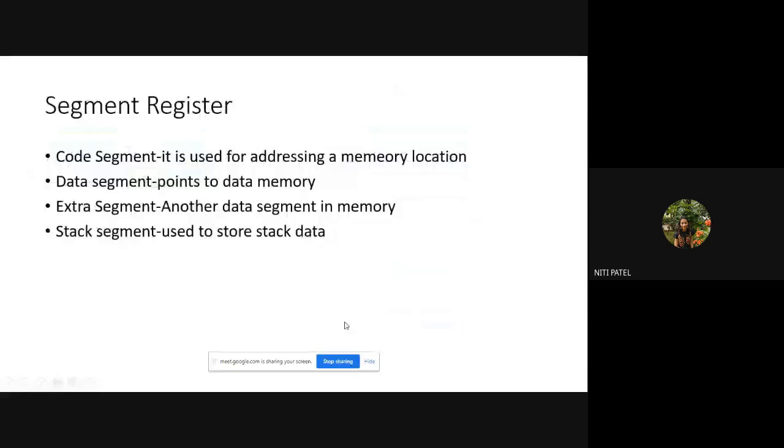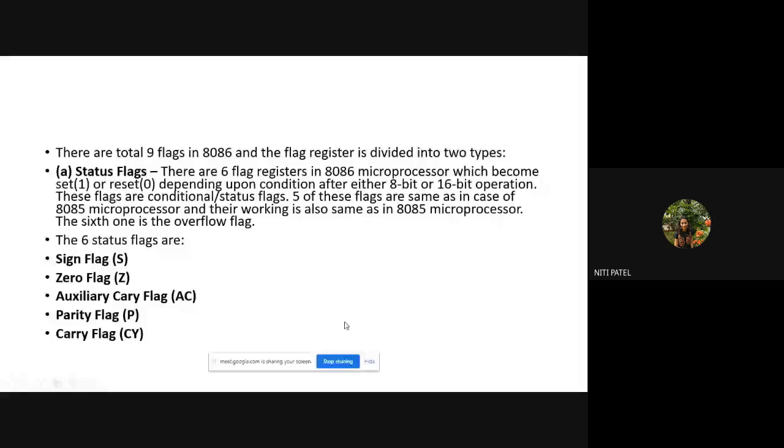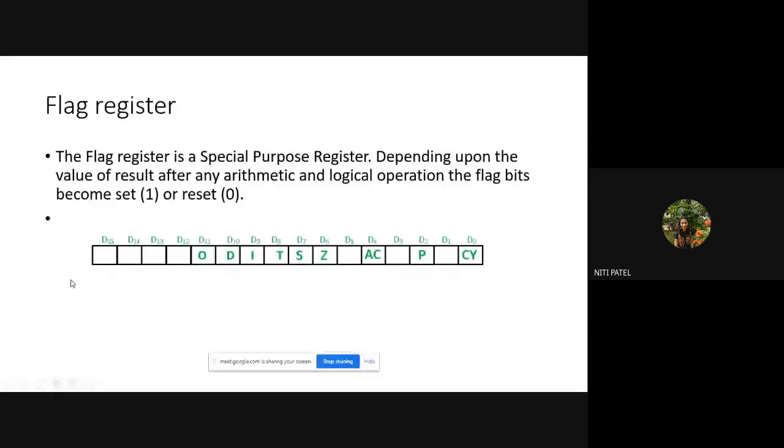After that, we had seen the flag register, which is of 16 bits in case of 80386, where the bits which are empty are marked as 0. Your carry will be set. If the carry is generated, it will be set to 1. If it is not, it will be set to 0.